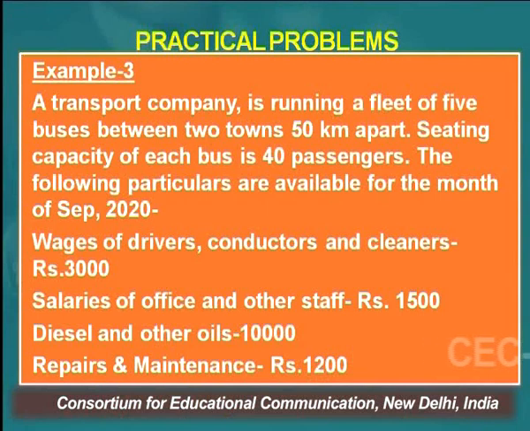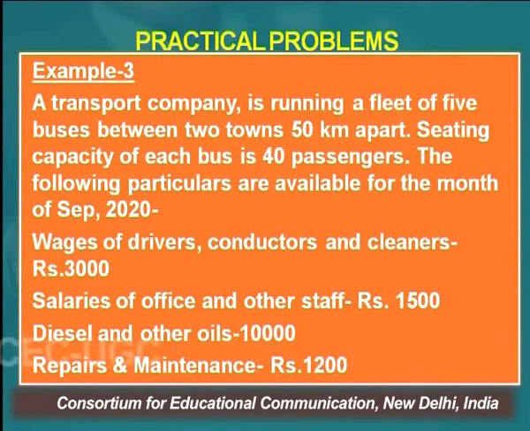Let's take another simple example. A transport company is running a fleet of 5 buses between two towns 50 kilometers apart. There are two towns, you may name them A and B. So the distance between the two towns is 50 kilometers. Seating capacity of each bus is 40 passengers. So at the most, if the bus operates at 100% capacity, 40 passengers travel at a time.